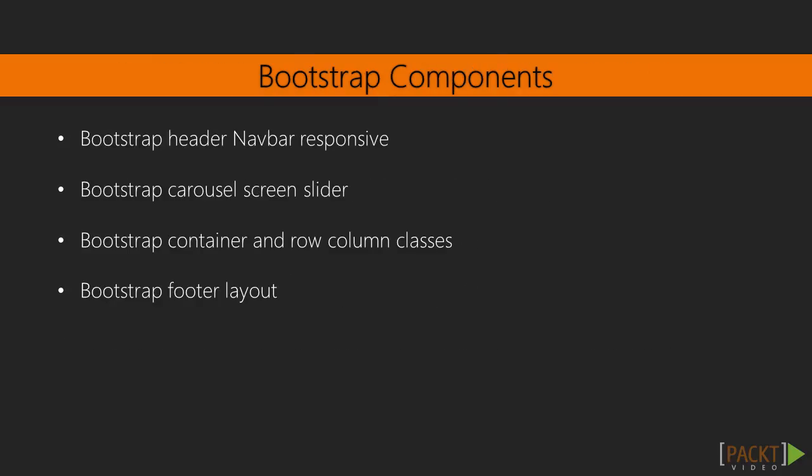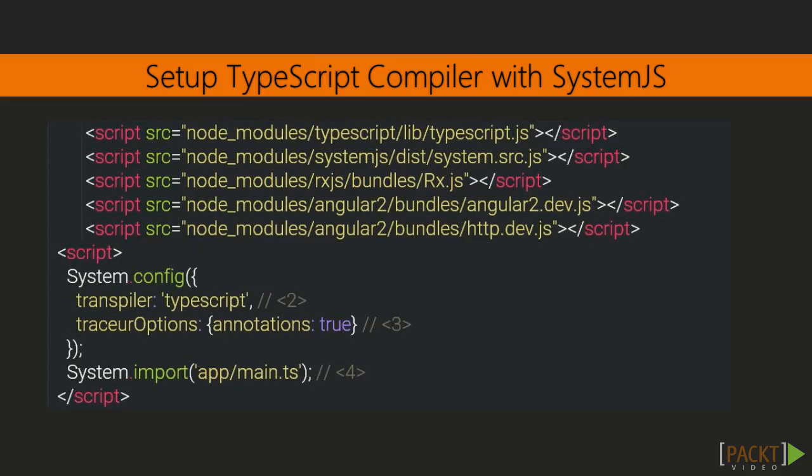Let's decide the UI components. It is a simple landing page that shows how components work together with directives. These will be the UI components. Navbar responsive header will use the same layout, which we have developed in the last section. We will create a carousel slider on the landing page. We will add a row-column grid layout to showcase some website content, and then finally add a footer at the bottom of the screen.